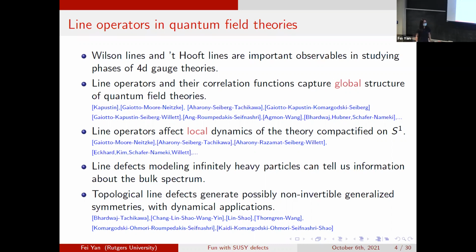Maybe the point related to what Sergey is asking is this: if you don't insert these lines, you need to consider non-trivial topology, like the S1 compactification, to see the effects of lines. But if you explicitly insert these lines, it's like creating some non-trivial topology that detects the global structure of the gauge groups. So there are two different ways to detect this. You can either consider a non-trivial manifold, or you can consider explicit insertion.